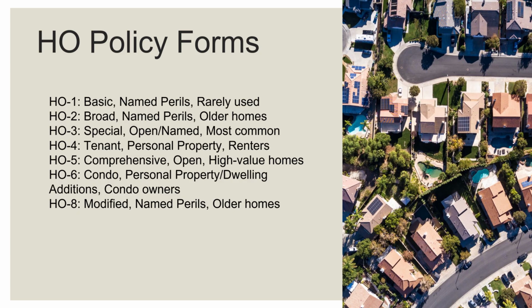HO8 modified policies are designed for older or historic homes. They insure the dwelling at actual cash value or functional replacement cost and cover only 10 named perils. HO8 is used when rebuilding the home exactly would cost far more than its current market value. On the exam, expect to match these forms to the appropriate property types and note whether they cover open or named perils.